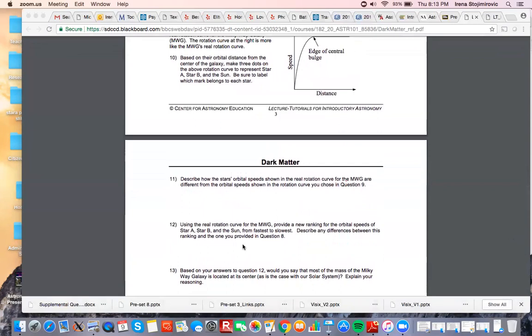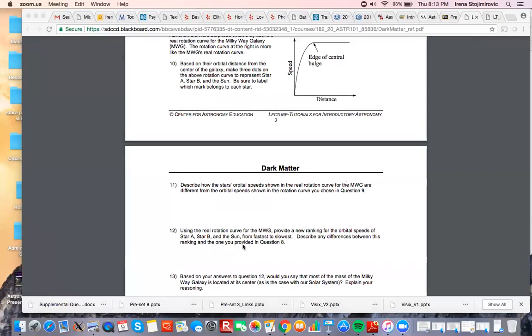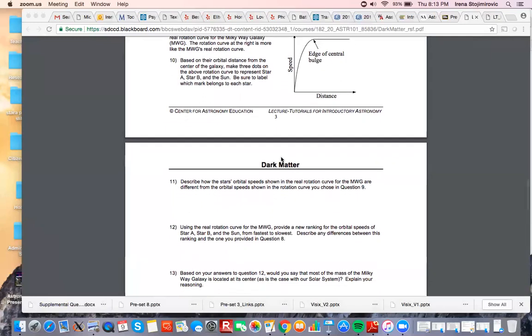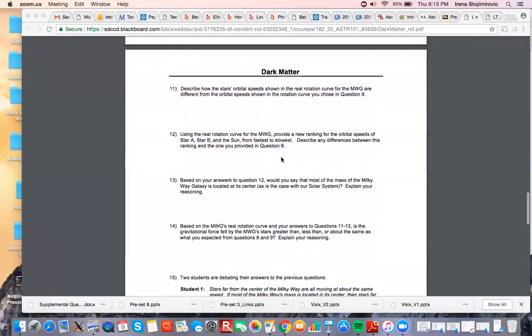Using the real rotation curve of the MWG, provide a new ranking for the orbital speeds of stars A, B, and the Sun from fastest to slowest. Describe the difference between these rankings and the one you provided in question 8. A, B, and the Sun are all orbiting at the same speed. That means that they've all increased. Star A, Star B, and the Sun have all increased in speeds. Very good. So they have higher speeds than what we expected, right, based on the picture of the galaxy? Yes, a lot higher. Yes, very good.